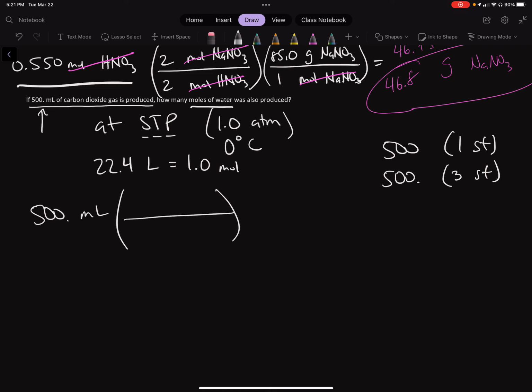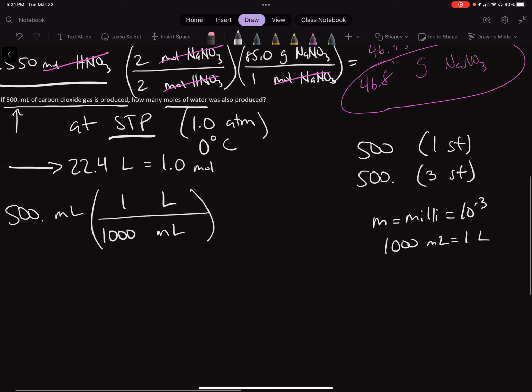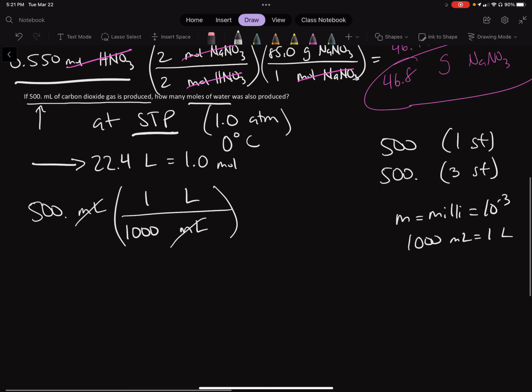Now we're first going to have to convert this milliliters into liters if we want to use this conversion. This fact that 1 mole of gas at standard temperature and pressure occupies 22.4 liters of volume. So we want to convert from milliliters to liters. And there are 1,000 milliliters in 1 liter because, again, the little m is for milli, which is 10 to the negative 3. So 1,000 milliliters is in 1 liter. And then that will cancel our milliliters. So now we could use the 22.4 liters of gas is 1 mole of gas.